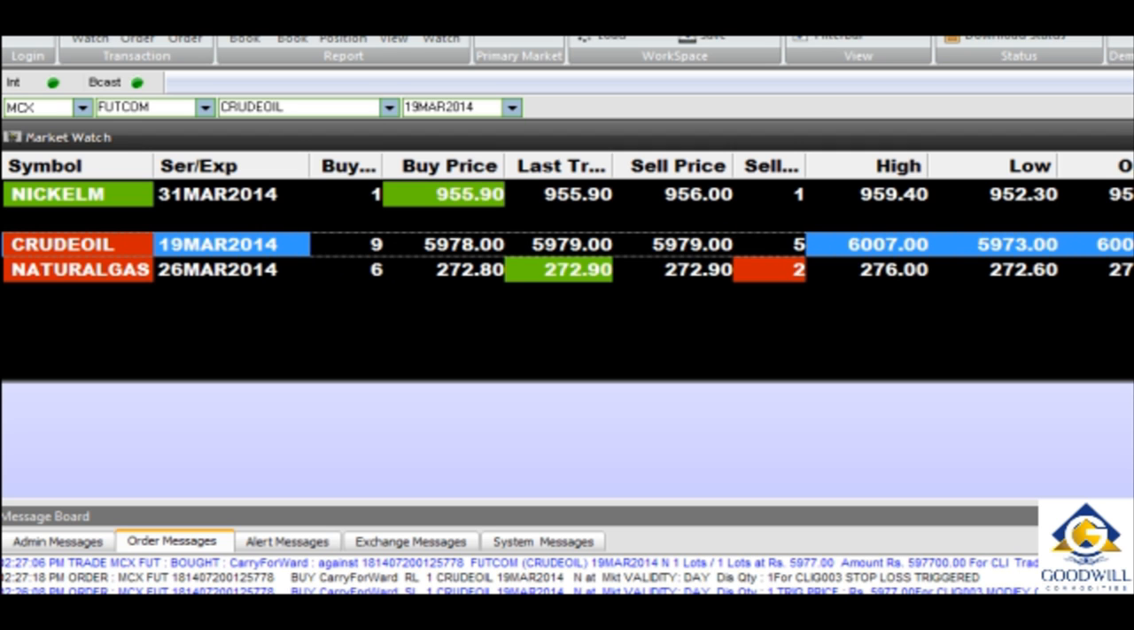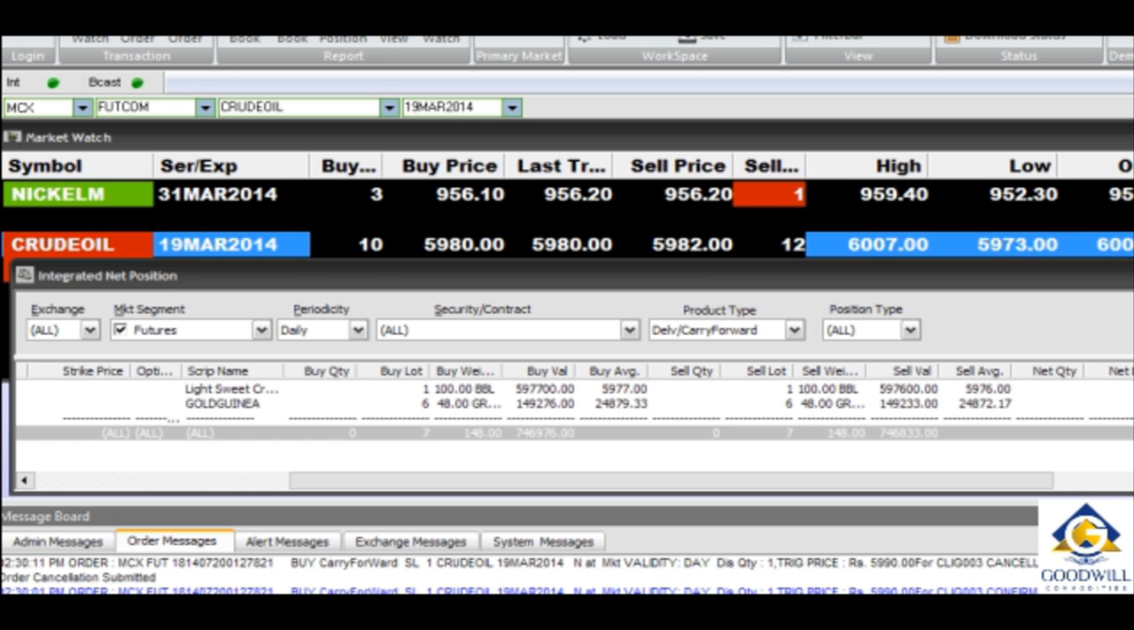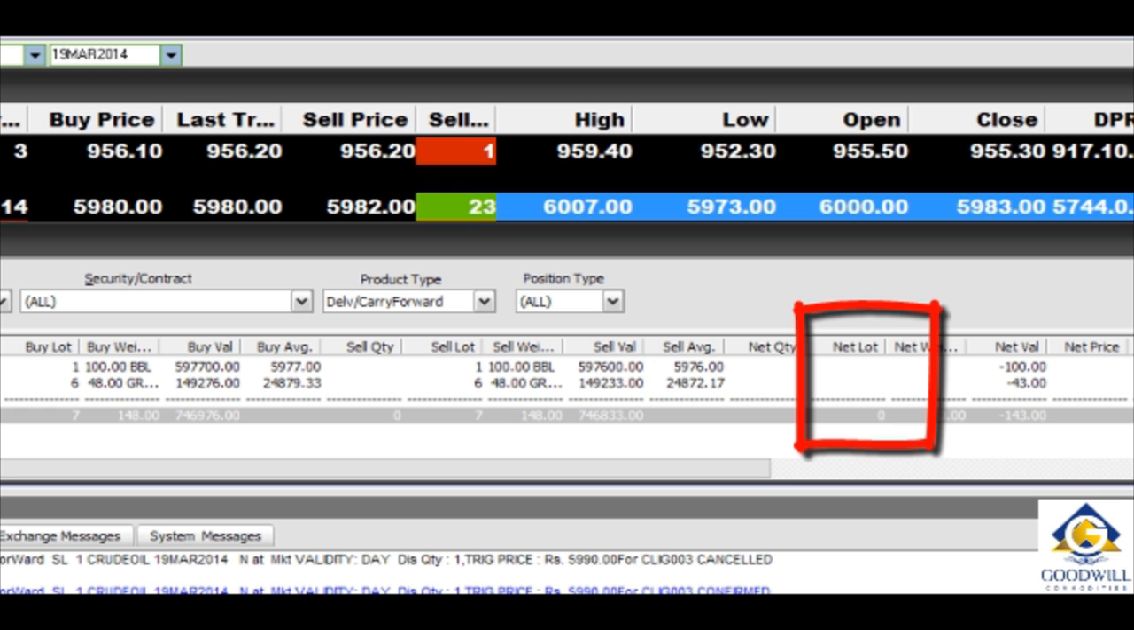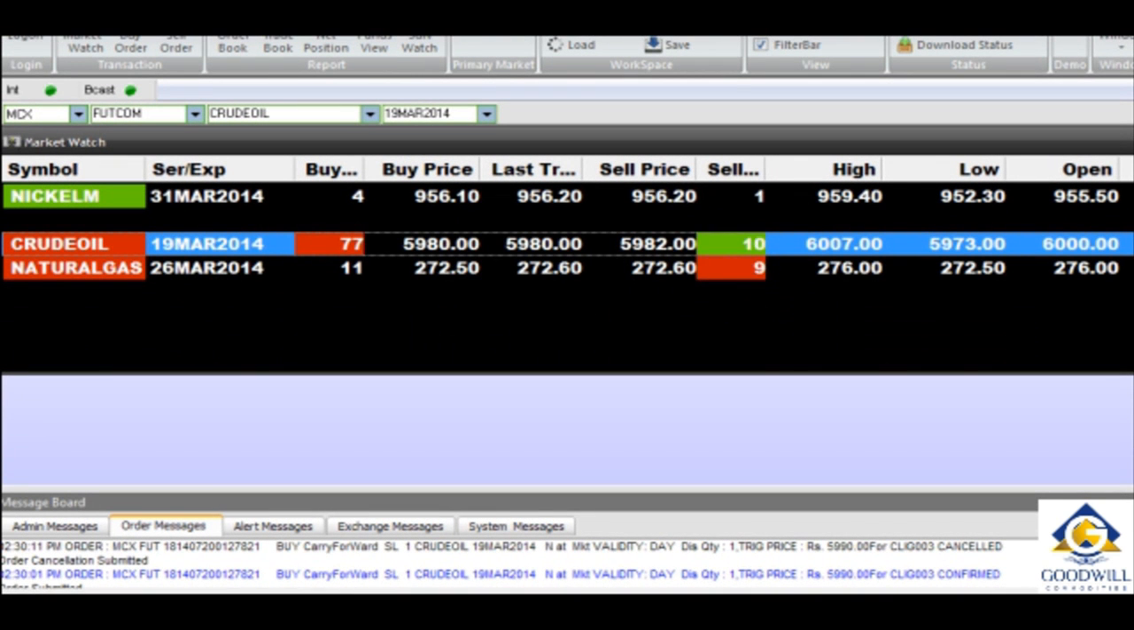For one more reason also, we normally place a stop loss market order. I will explain. Now you can see in my net position there is no open position. In the net lot, it shows the quantity as 0, which means that there is no open position here. The other case where this stop market order will be used in this situation, now the crude price is at 5982.